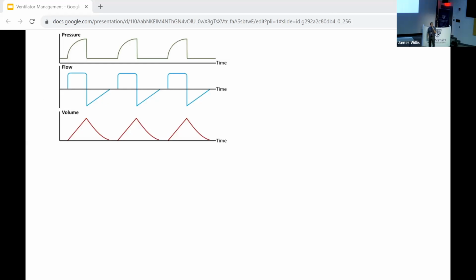Let's play the game of what mode is this? Name that mode. What mode is this? Why? You know, you're right. That's most of the time going to be an answer. No. You're right. It is a volume controlled breath. What else is showing you that it's a volume controlled breath? Square waveform inspiration. What else?